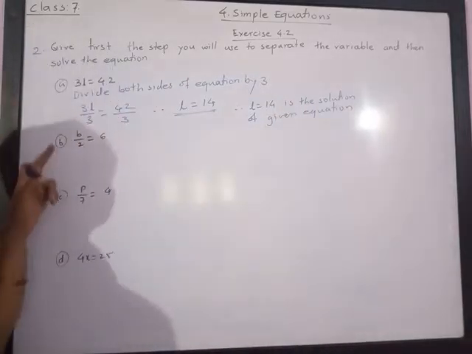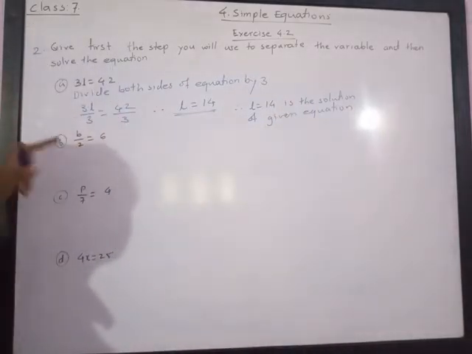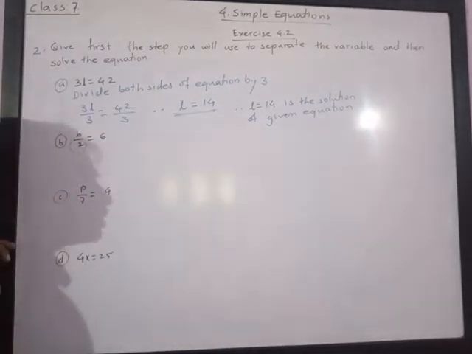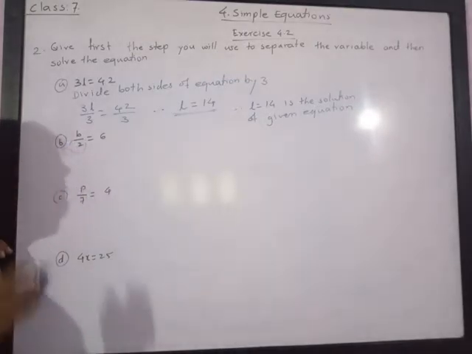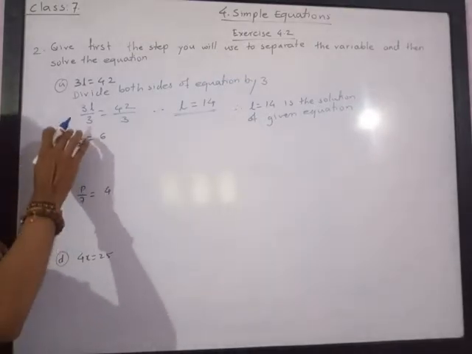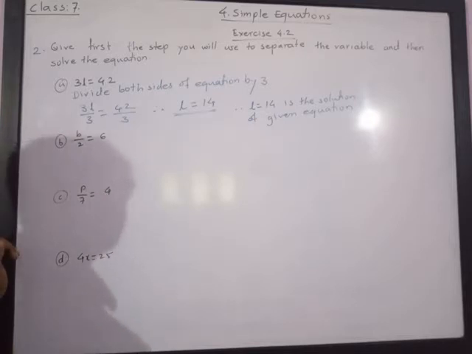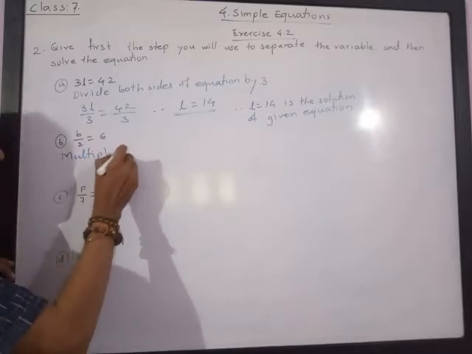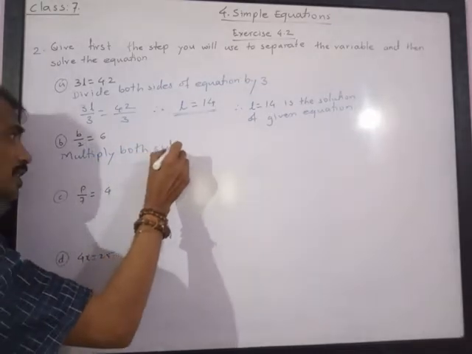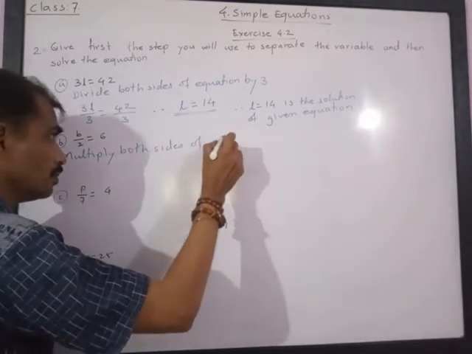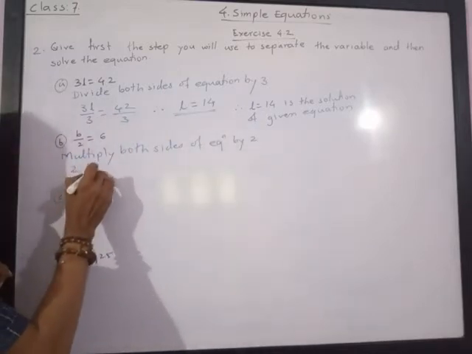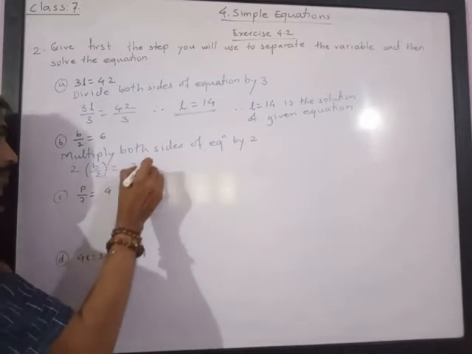Now the second problem is b divided by 2 is equal to 6, or b upon 2 is equal to 6. Please note here 2 is dividing b. So we need to multiply b by 2. I have told you we have to do the opposite operation with the same number. So multiply both sides of the equation by 2. So you will get 2b upon 2 is equal to 2 multiplied by 6.